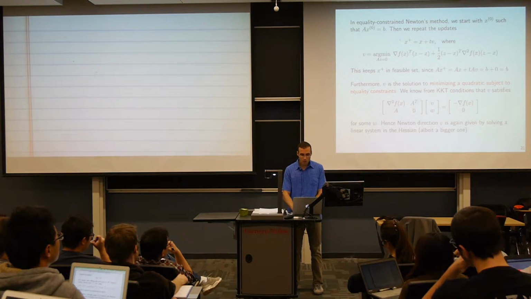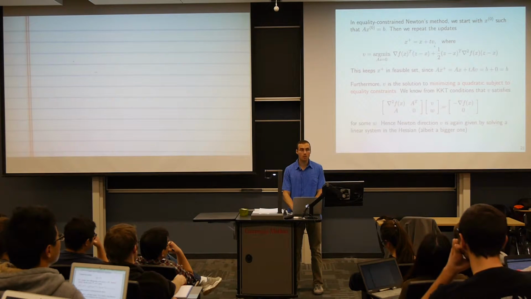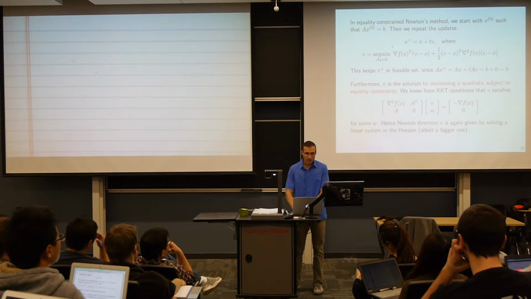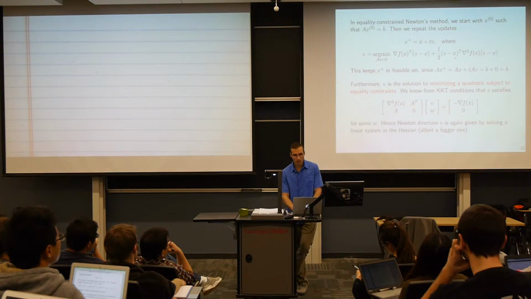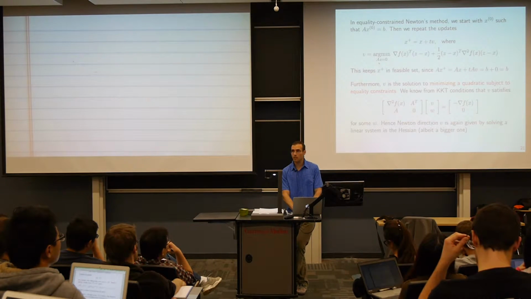So in other words, you repeat updates of the form x plus tv, where by construction x satisfies Ax equals b, and v is going to satisfy Av equals 0. So x plus is going to also satisfy Ax plus equals b. And v is given by minimizing the quadratic approximation you make to your function, subject to the direction you're looking for, which we called z here in this minimization, having the property that Az is equal to 0.